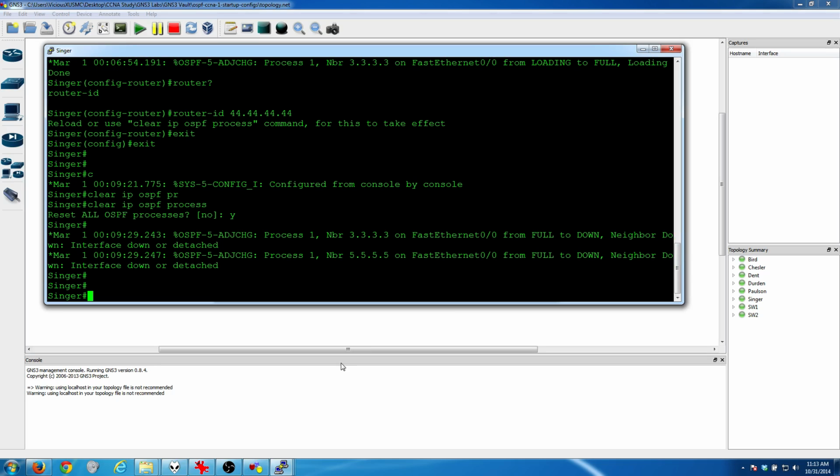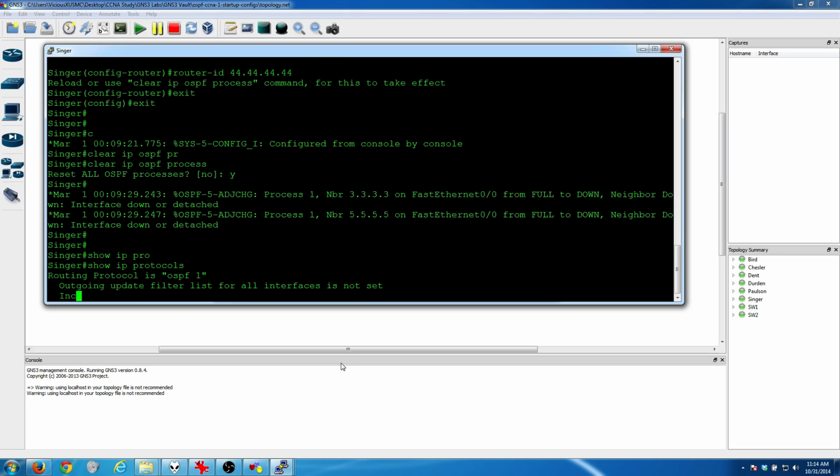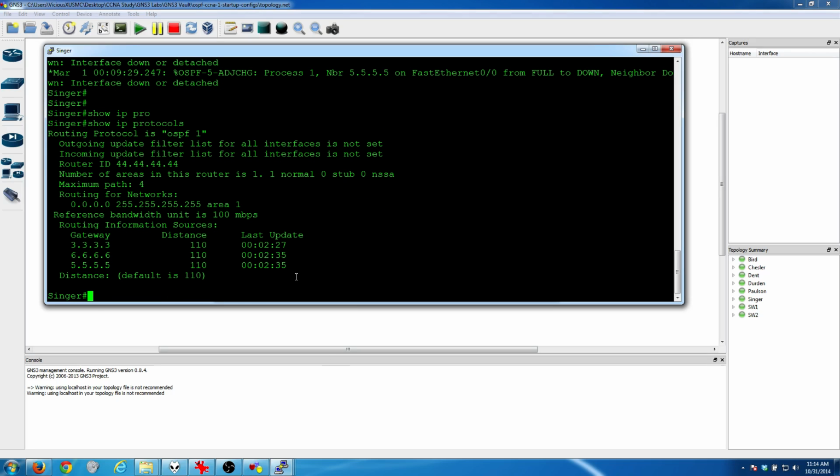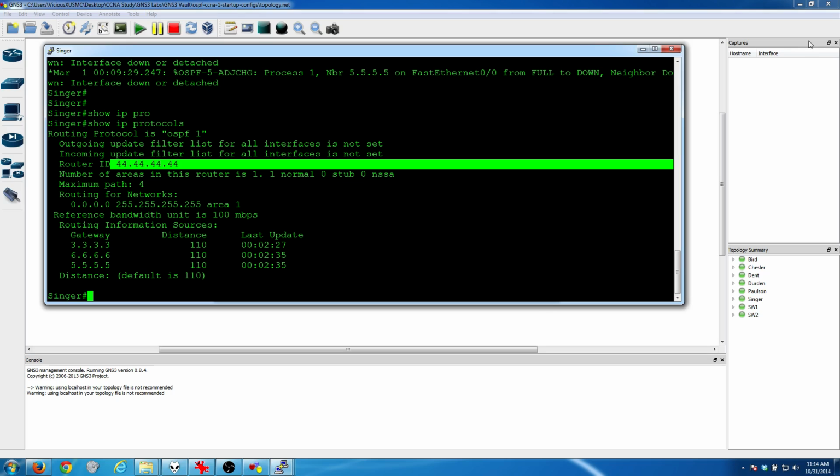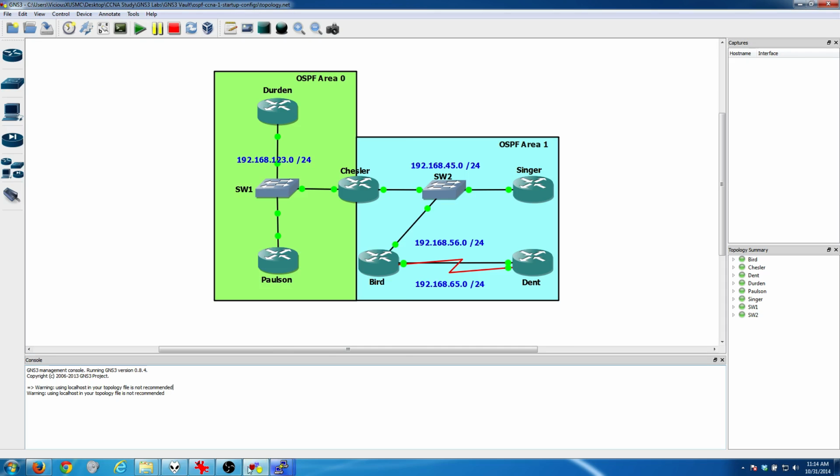So now that we've done that, we can do a show ip protocols. And we can see the router ID for this router is 444444. So we accomplished that goal.